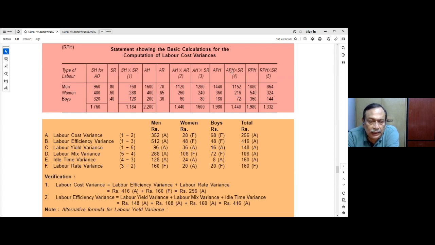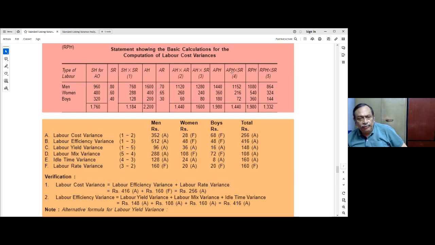Okay. And last, we are going to have labor rate variance. That is 3 minus 2, that is AH into SR minus AH into AR, which comes to, for men, 160 favorable. For women, it is 20 adverse. For boys, it is 20 favorable, and total 160 favorable.